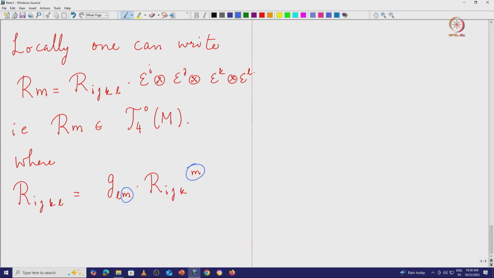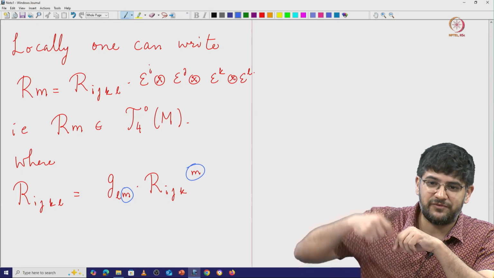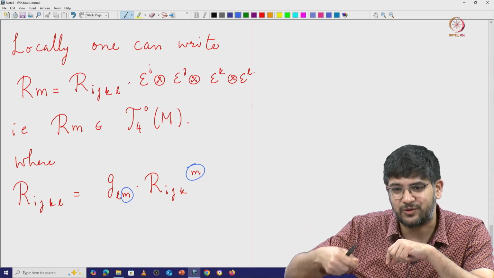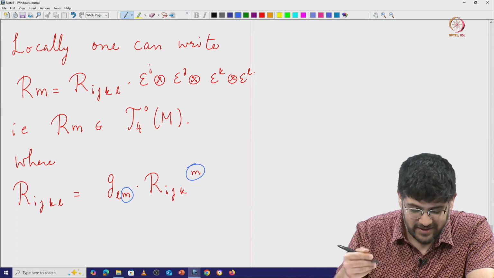This is analogous to the flat operator, which when applied to vector fields lowers the index to give you a 1-form, right. It is something similar here.